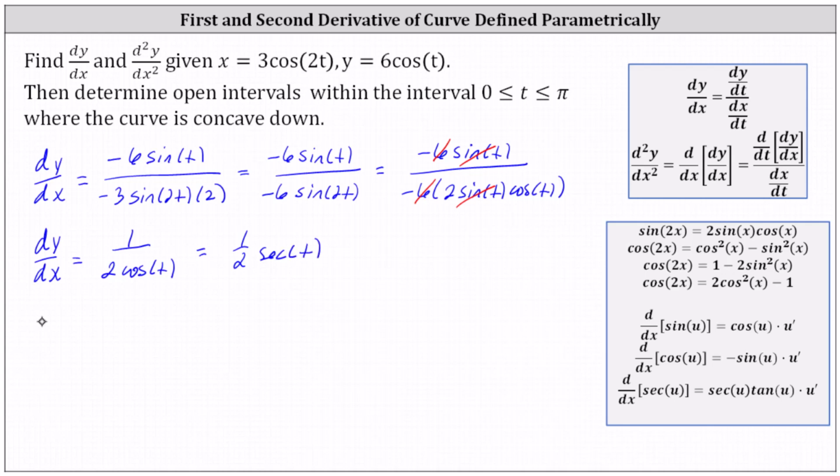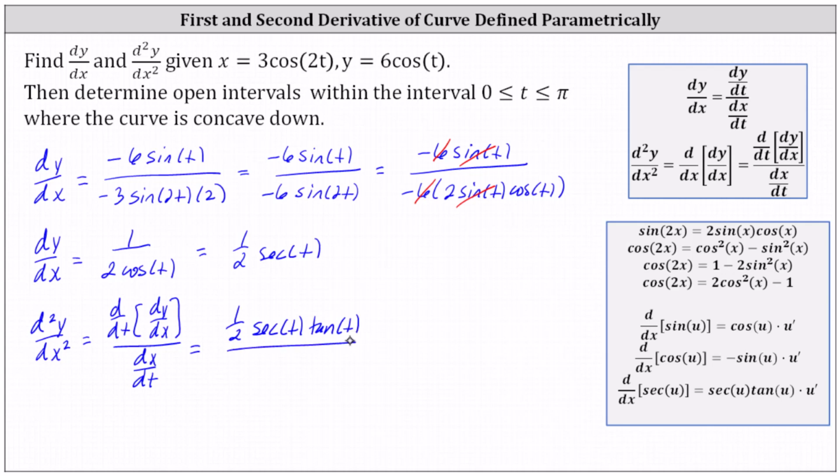And now let's determine the second derivative of y with respect to x. Looking at our notes, it equals the derivative of dy dx with respect to x, which equals the derivative of dy dx with respect to t divided by dx dt. The derivative of dy dx with respect to t equals the derivative of 1/2 secant t with respect to t, which is 1/2 times secant t tangent t. And this is divided by dx dt, which we found above.